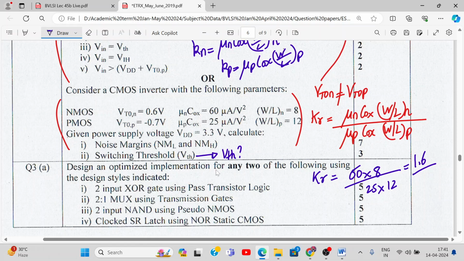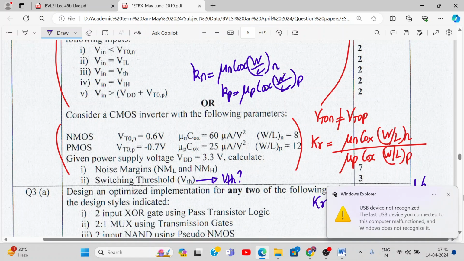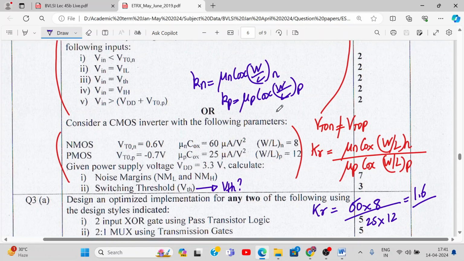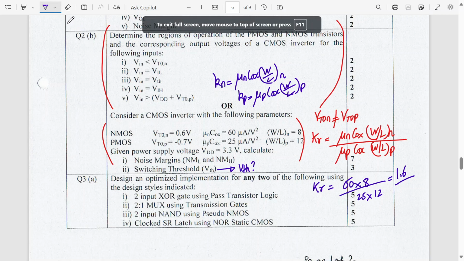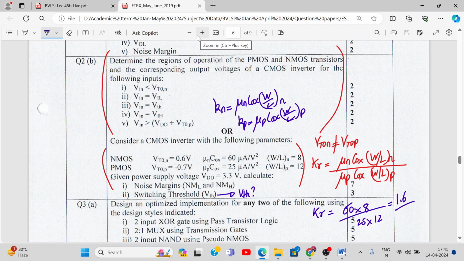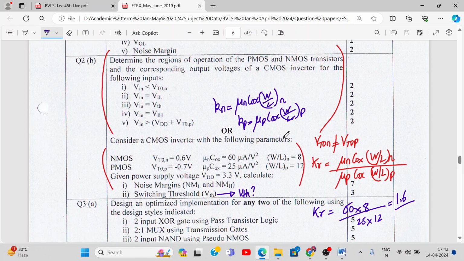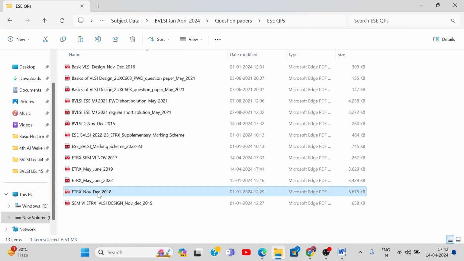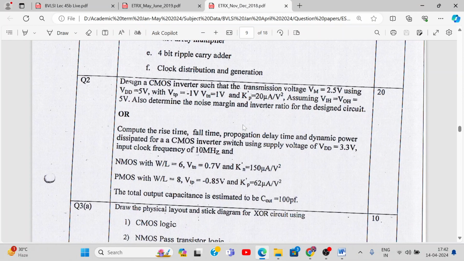Let me just add this. We cannot add this image. Anyways, let me see if I can add this. No. Okay, anyways, this is the way we can solve CMOS inverter numericals. Let me check for one more. Yeah, see, same way.